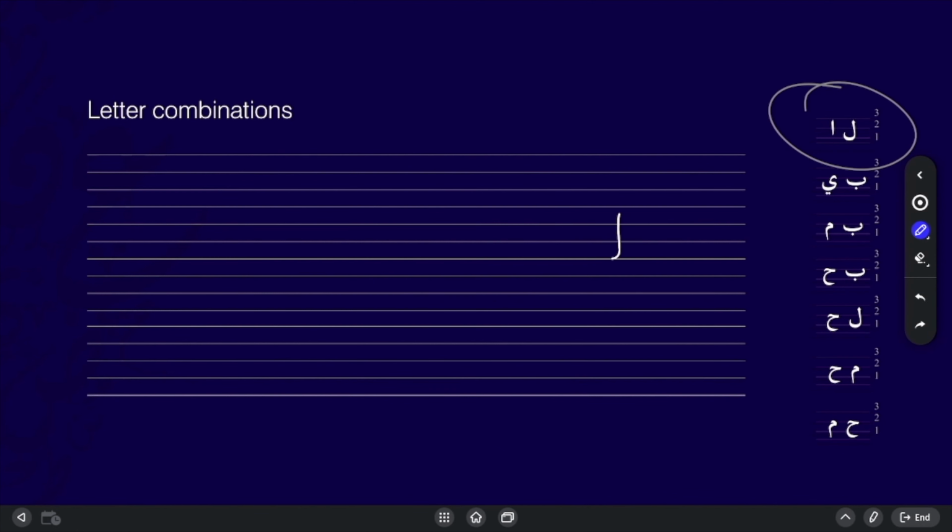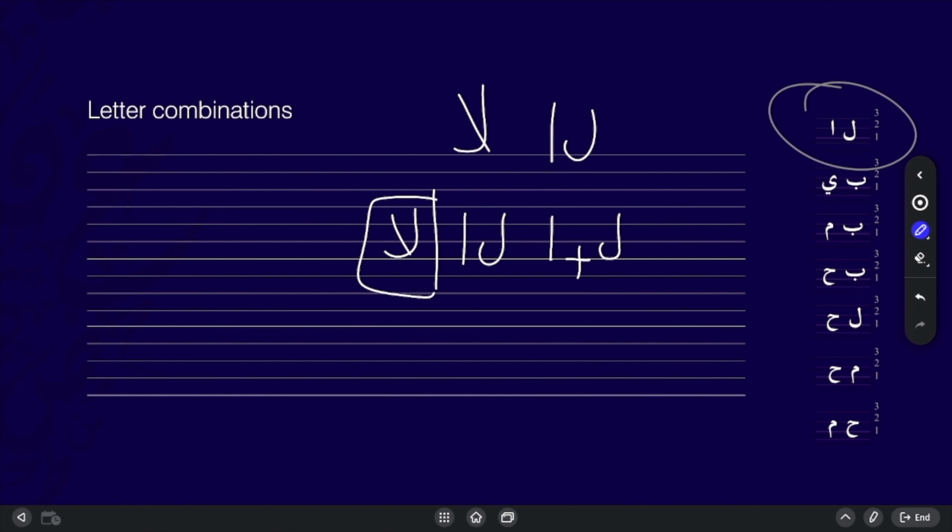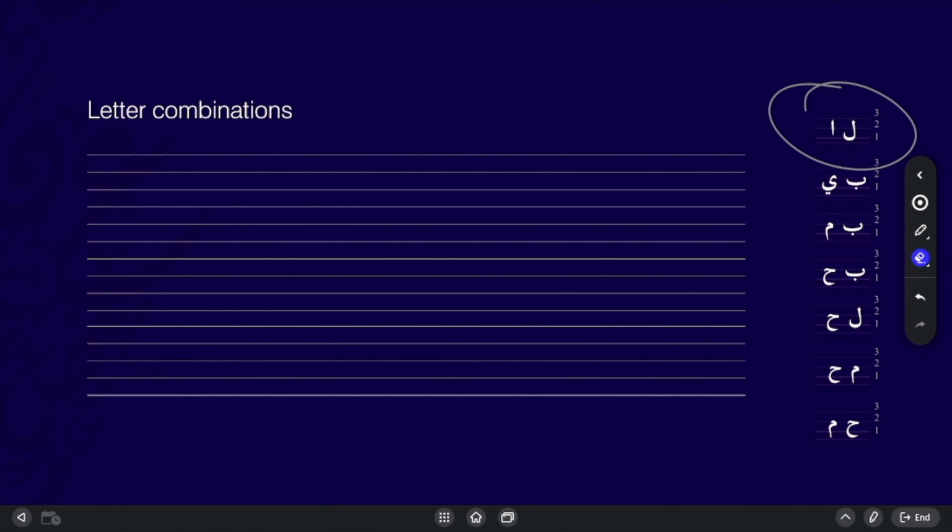Remember, we said that lam plus alif cannot be written like this. To be efficient, you just write the lam and you cross it. This is a mandatory ligature, and it's the only one here that's mandatory. You cannot go and write lam alif like this. It has to be like this. Sometimes you see it in some fonts like this, but you get the idea. Lam plus alif is lam alif. This ligature, number one, is mandatory, and you already know it.